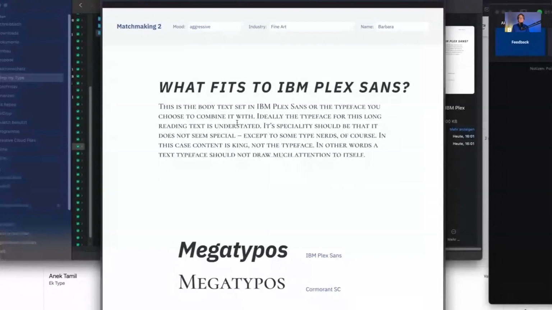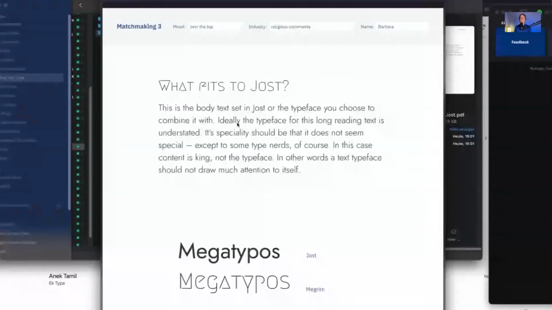Last one, religious community and over the top. Brilliant combination, Barbara. Oh, fourth one from Barbara, it's not last one. Yeah, this is a very cool combination. I like it a lot because you have this monolinear vibe of Yost repeated in the heading. It's very delicate, though. It even could be set a bit larger. What's very cool with religious community, I think, is that it's a bit obscure. The letter shapes are some kind of weird. It could be the matrix of typography or something like that. Yeah, you really could imagine that. It's a big occult or something. Yeah, I like it. Works well.